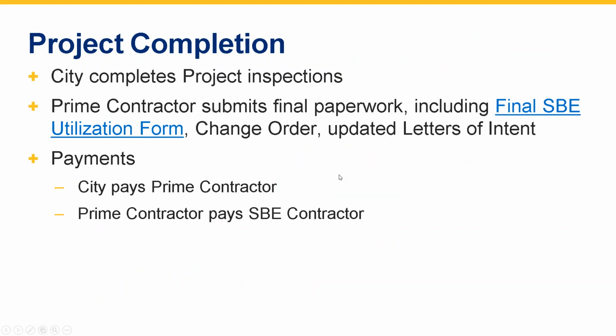Okay, so once that project is completed, obviously the city will complete the project inspections. That prime contractor will submit all their final paperwork, including any change order forms, any updated letters of intent, and the final utilization form. And I apologize, I believe this final utilization form is from a project that actually finaled out.